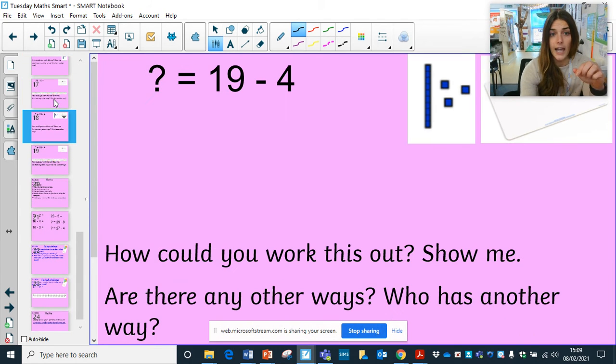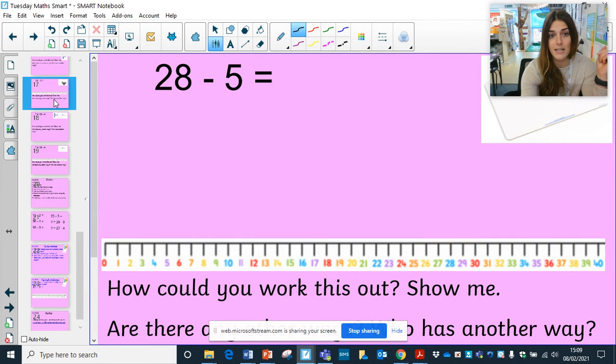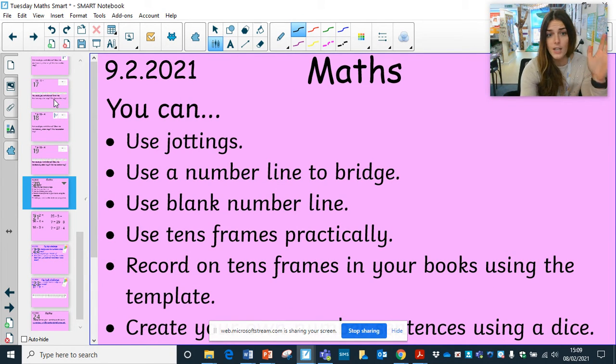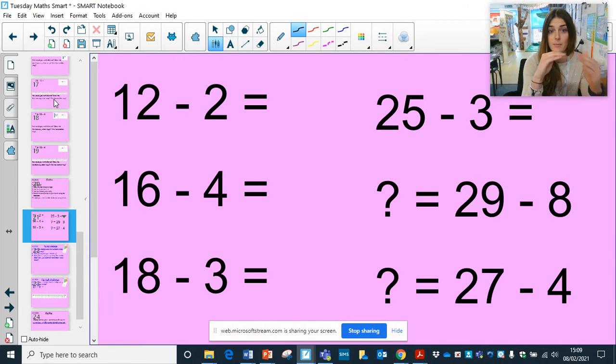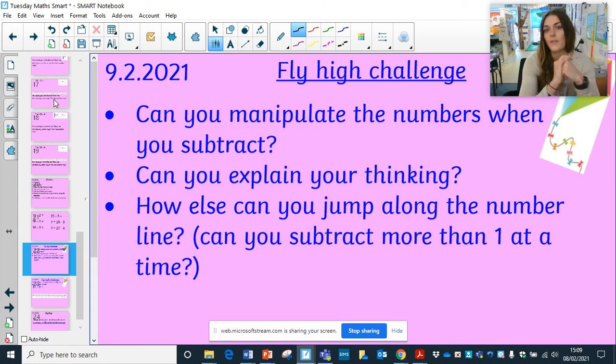Okay, and then you might have some number sentences that are created in this way. So the answer might be in a different place. Your missing number may be in a different place. So there's a reminder there just about the methods that you can use to support you. And then there's some different questions here with a variety of numbers. You can choose 1, 2, all of them, however you would like. Again, this is down to you, what you feel you can achieve.